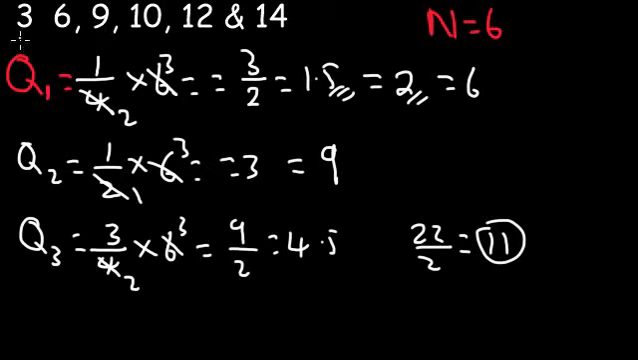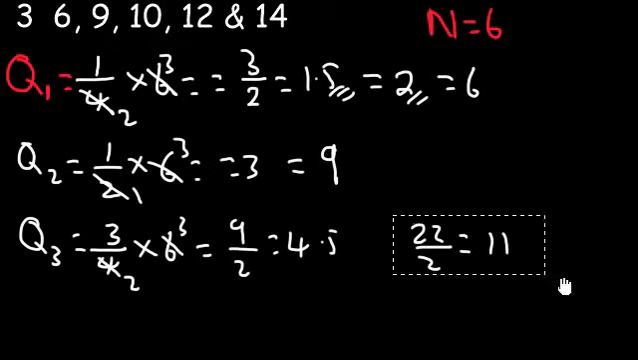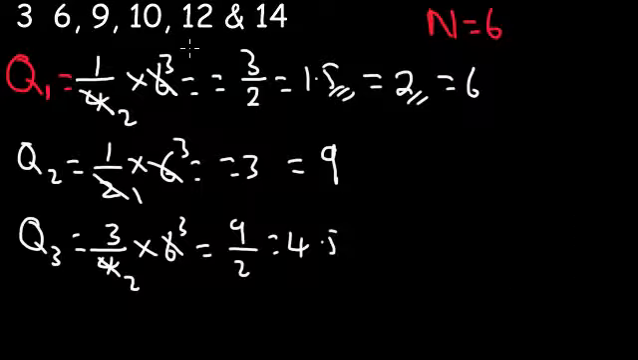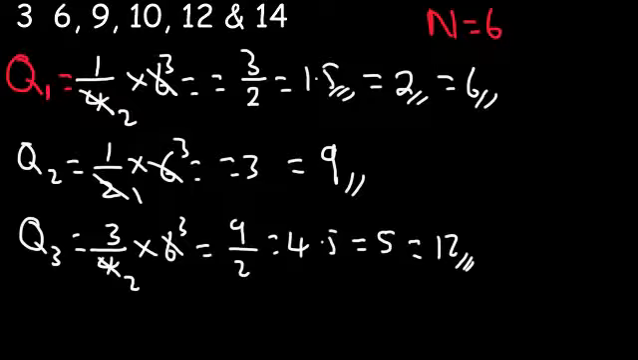However, 11 is not in the distribution. So we're going to do something similar to what we did earlier. 4.5 can be approximated to 5 to the nearest whole number, and finally we can select 12 as our Q3. And that's how to easily find the first, second, and third quartile of an ungrouped data.